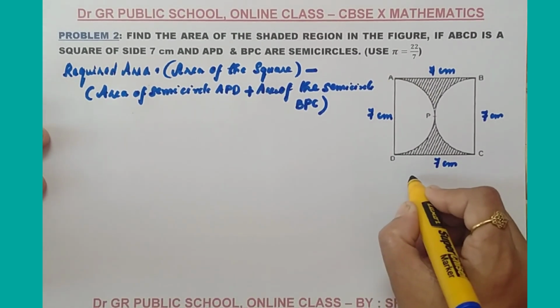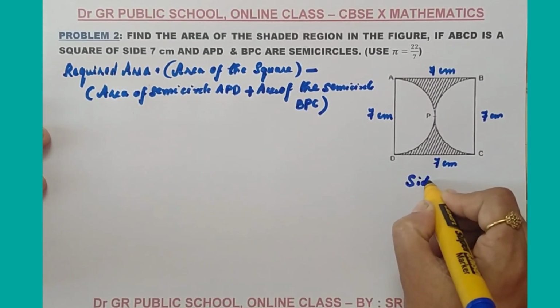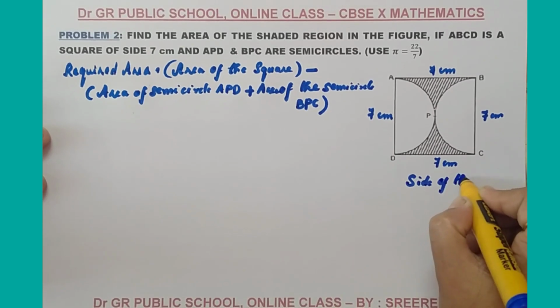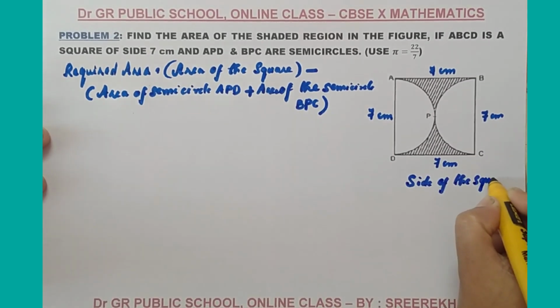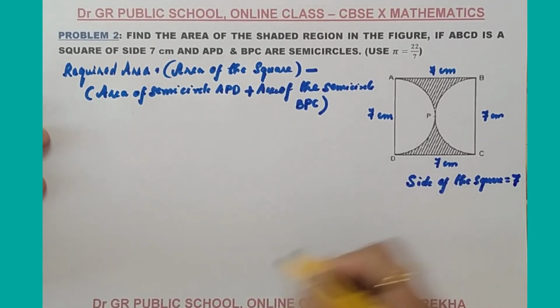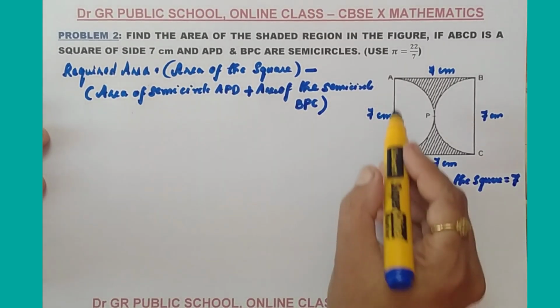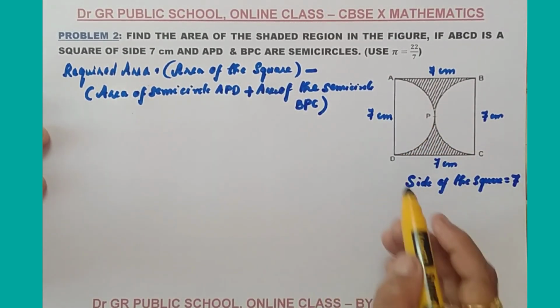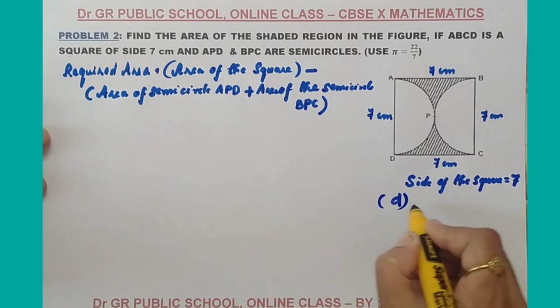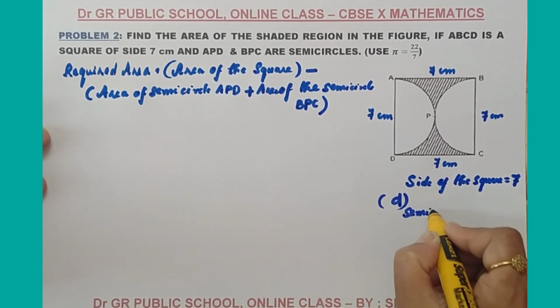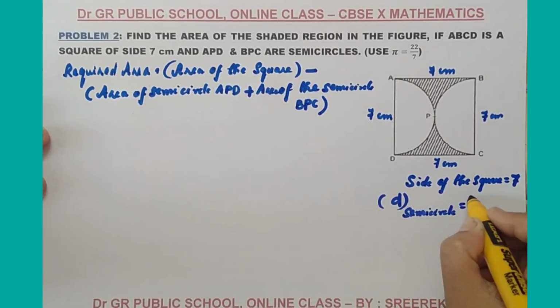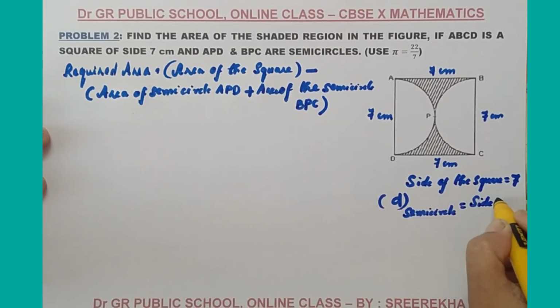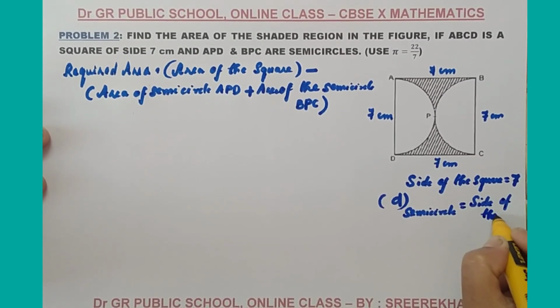At first I am going to write the side of the square. The side of the square equals 7 centimeter. If the side is 7, can I say what the diameter of the semicircle is? Diameter of the semicircle actually equals the side of the square. Am I right? Side of the square.